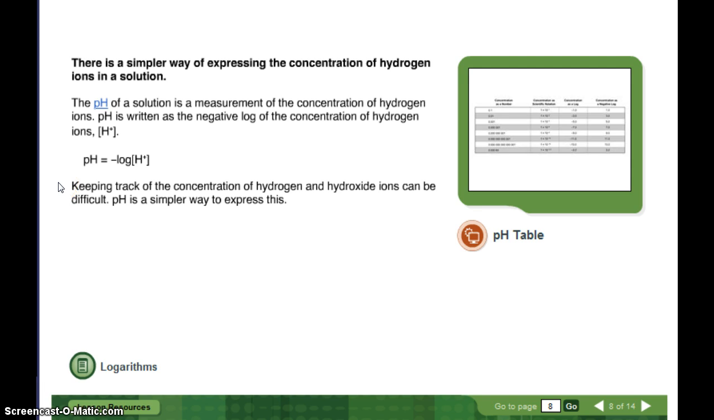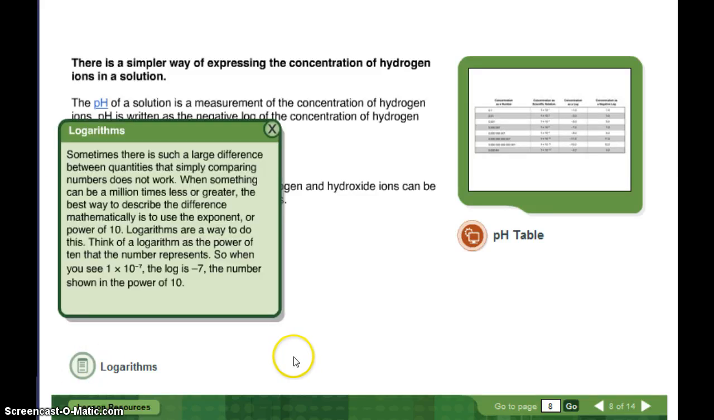Keeping track of the concentration of hydrogen and hydroxide ions can be difficult. pH is a simpler way to express this. All right, so let's look at logarithm or log. Sometimes there is such a large difference between quantities that simply comparing numbers does not work. When something can be a million times less or a million times greater, the best way to describe the difference mathematically is to use the exponent or power of 10. Logarithms are a way to do this.